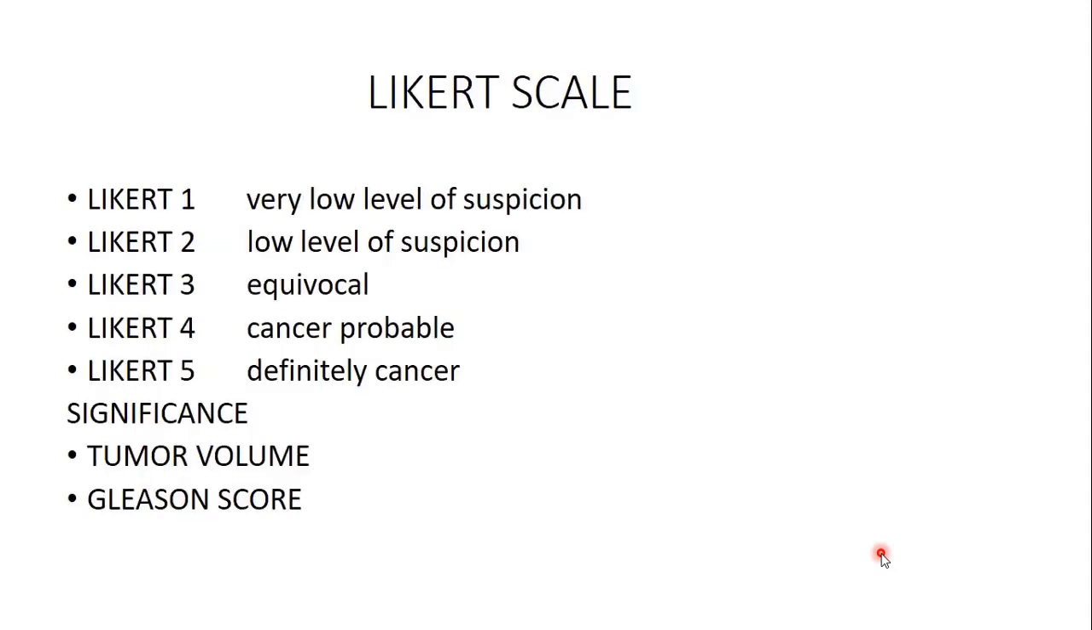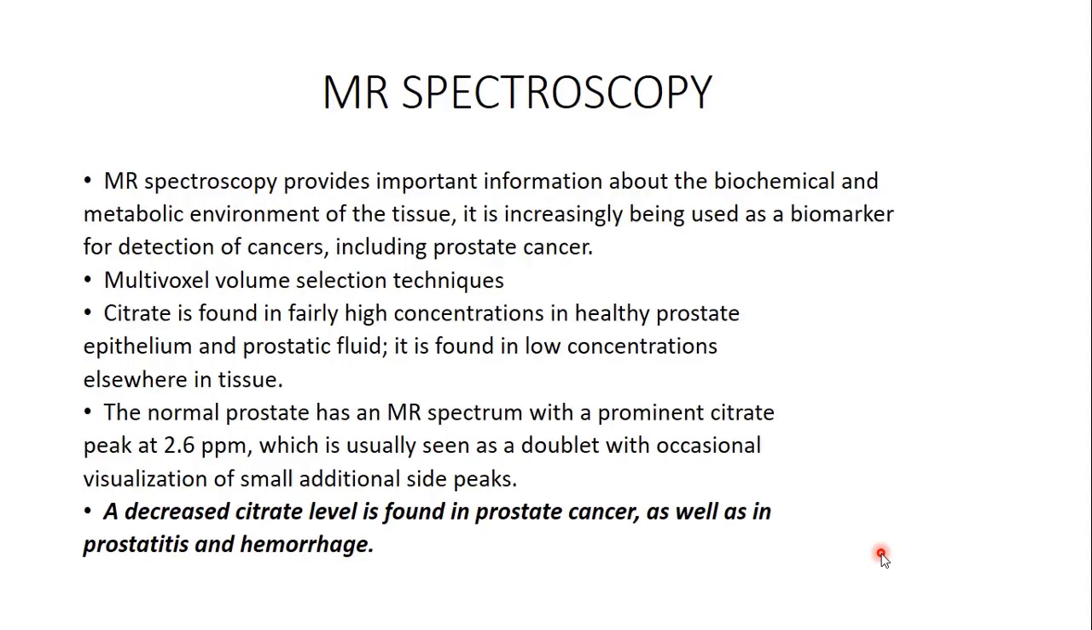Similarly, there is the LIKERT 5-scale scoring system. It was given by the prostate diagnostic imaging consensus meeting and has improved over time. It is also divided into 5 scales from 1 to 5. LIKERT 1 and 2 have very low risk of prostatic cancer, while 3, 4, and 5 have increased risk of cancer and need biopsy. The significance of this score is that it is related with the tumor volume and Gleason score of the prostatic cancer.